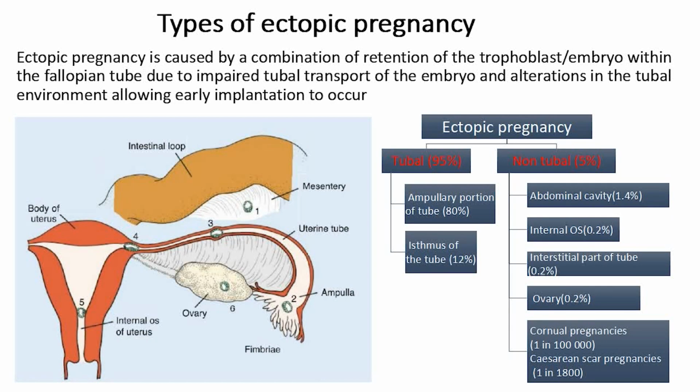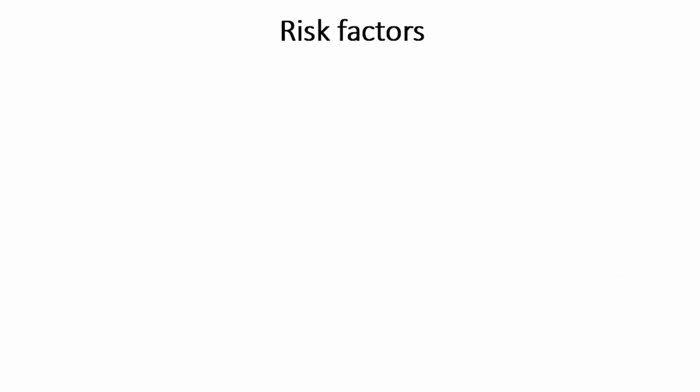It is divided into two parts: 95% tubal pregnancy and 5% non-tubal. In tubal pregnancy, 80% are in the ampullary portion of the tube and 12% in the isthmus of the tube. Non-tubal pregnancy includes the abdominal cavity, internal os, interstitial part of the tube, ovary, and previous caesarean scar pregnancies. Awareness of these atypical sites is important for nurses as they may present with unusual clinical features and diagnostic challenges.